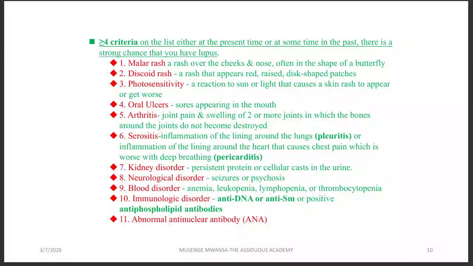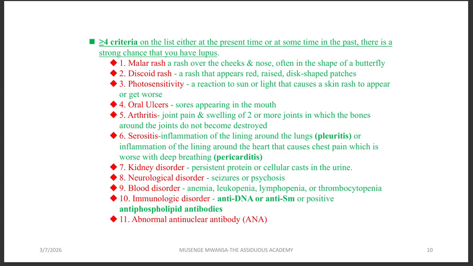So that includes a malar rash, a discoid rash, photosensitivity, oral ulcer, arthritis. Take note that this arthritis is swelling of two or more joints. Okay, but please, you need to know again, this is a non-erosive arthritis. The joints, the bones around the joints are not destroyed. It's non-erosive. You find that in the exam paper.